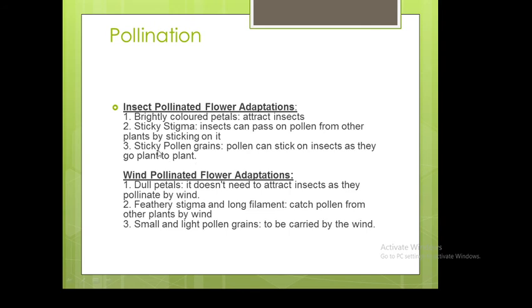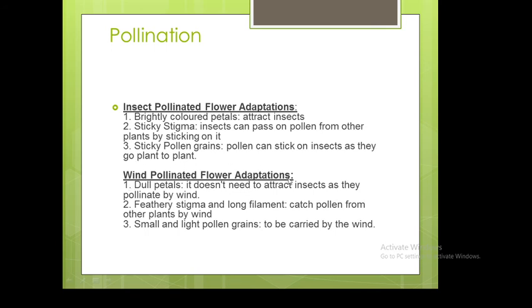So now we know what is insect pollinated. Let's revise quickly. Color, the petals are bright colored to attract insects. The stigma is sticky, to allow the sticking of the pollen to it. Pollen grains are also sticky to be stuck on the insect as they go from one plant to another.